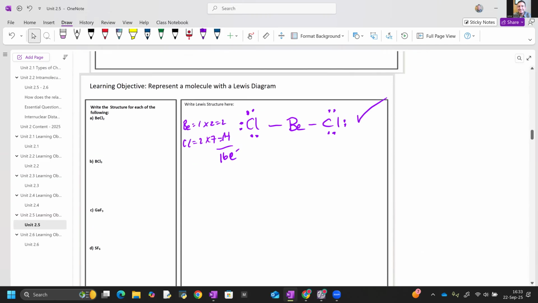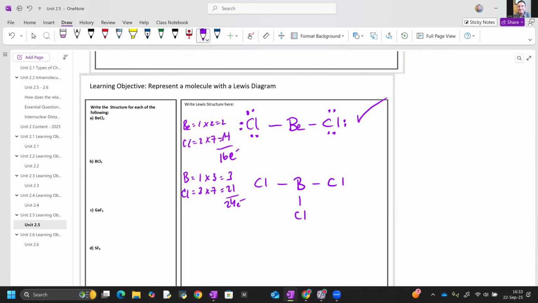Then we look at BCl3, boron trichloride. We see boron with 3 chlorines. Again, we see these around the boron. We put in our count: 1 times 3 valence electrons is 3. Cl is 3 chlorines times 7 valence electrons for 21, for a total of 24 electrons.